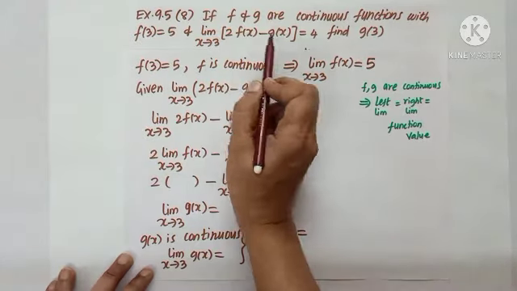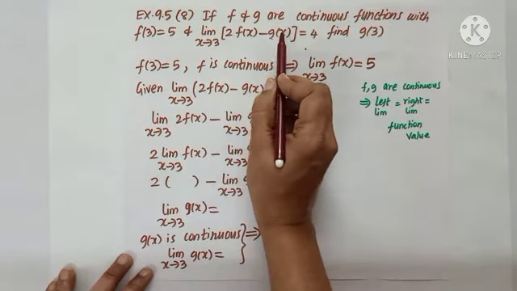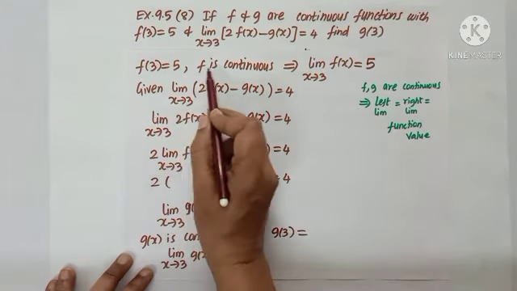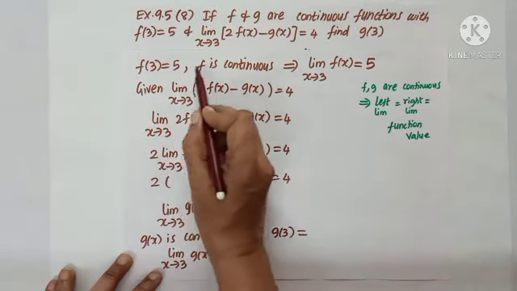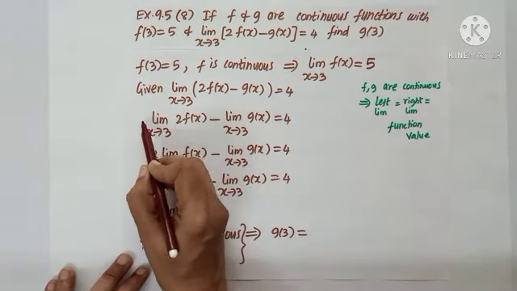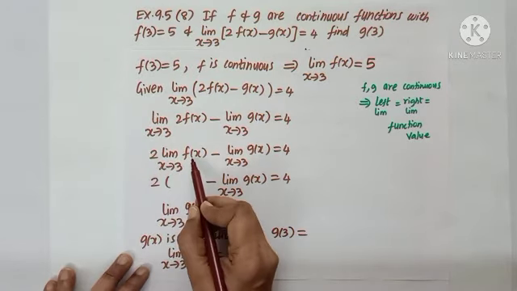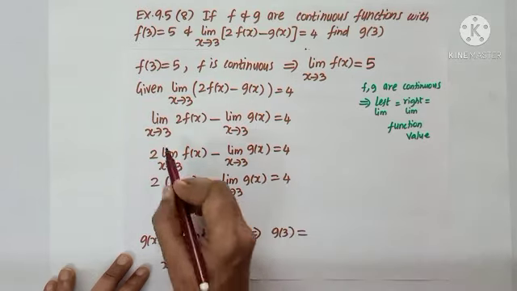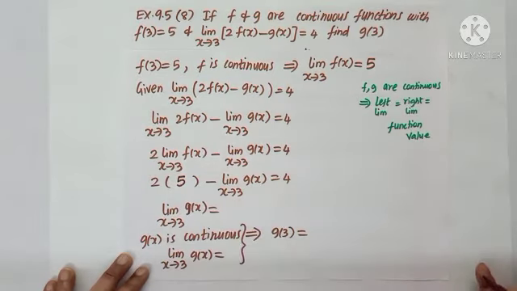Now let us consider this case. The limit as x tends to 3 of twice f of x minus g of x is 4. As I split the limit for the two functions, it is the limit of the first function minus the limit of the second function. Again, 2 can be retained outside the limit. 2 times the limit as x tends to 3 of f of x minus the limit as x tends to 3 of g of x is 4. But the limit value we have derived as 5 because f is continuous.